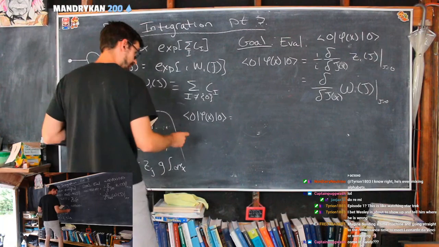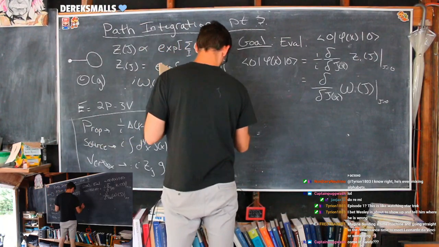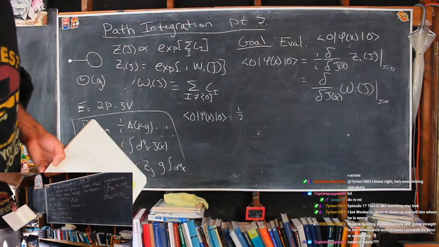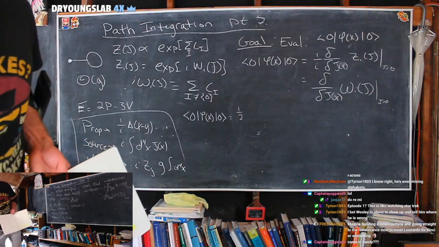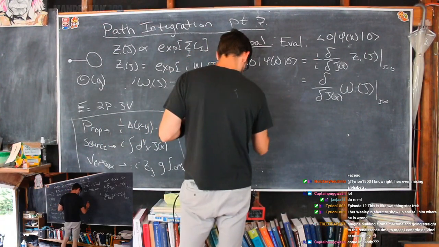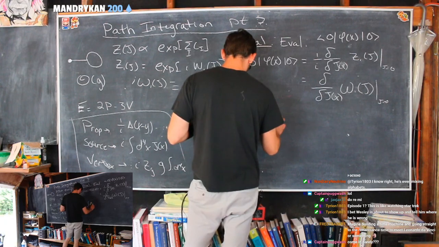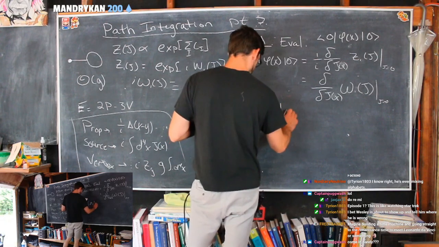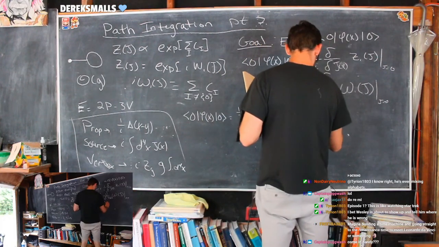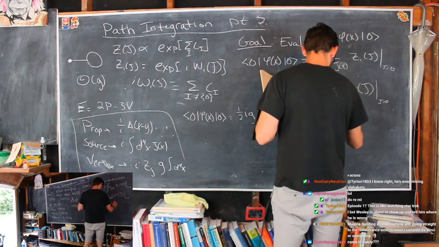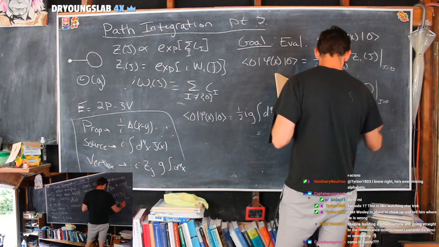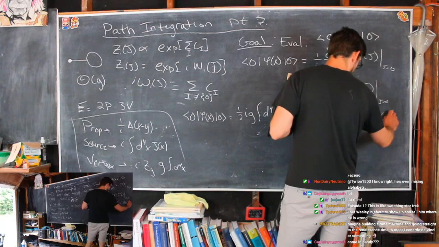And again, this is right in the notes if you want to follow along. And I did pull this directly from Srednicki. We have i g integral d^4y, 1 over i Δ(x minus y), 1 over i Δ(y minus y), because it's a loop, right? And then this is going to be order g cubed.